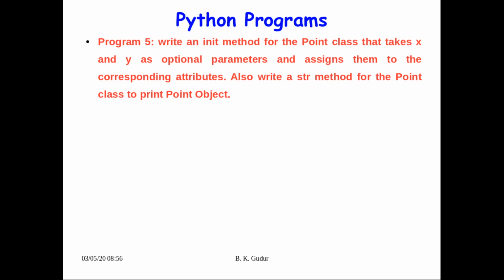Okay, so what we are supposed to do is write the init method. Remember, dear students, the actual name of the init method is double underscore init double underscore. It is a method, not a function. This method is used to initialize the attributes of a class whenever the object is created. And str is used to get the printable, string version of an object. So we'll write both the methods here.